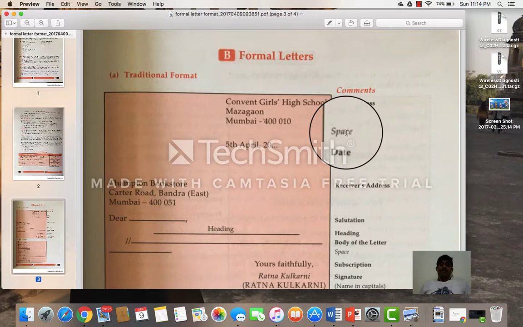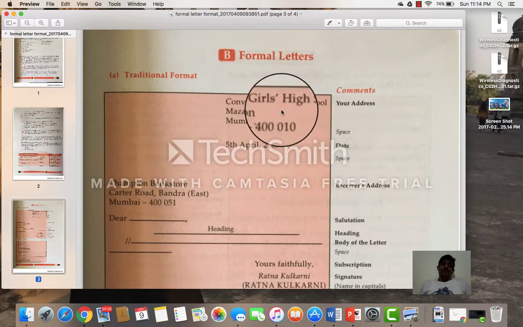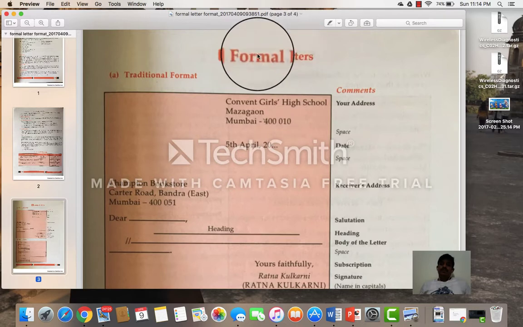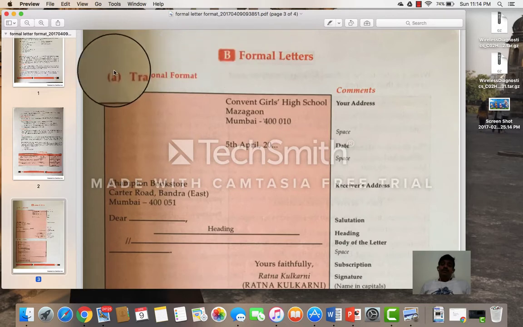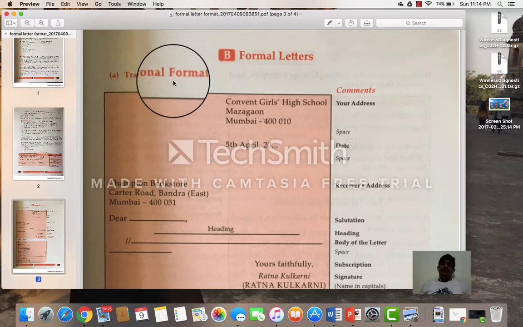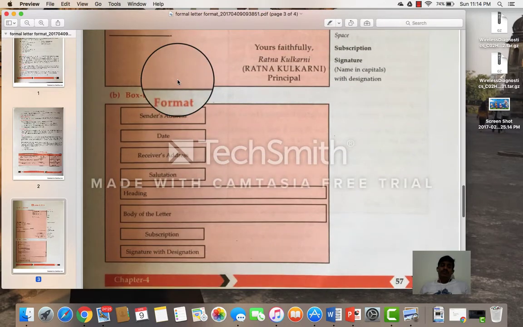Hello class. Now we shall learn about the formats of a formal letter. Formal letters are the ones that we write for the purpose of business or some official work. Just as in the case of informal letter, formal letter also has two formats of writing. One is traditional format, the other one is box format.